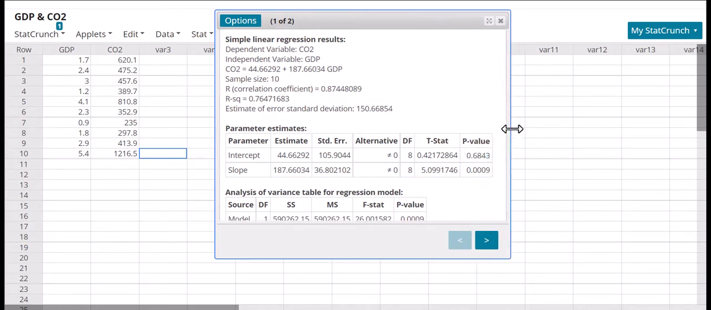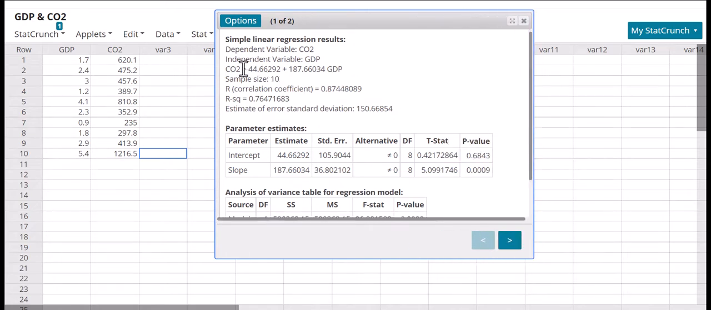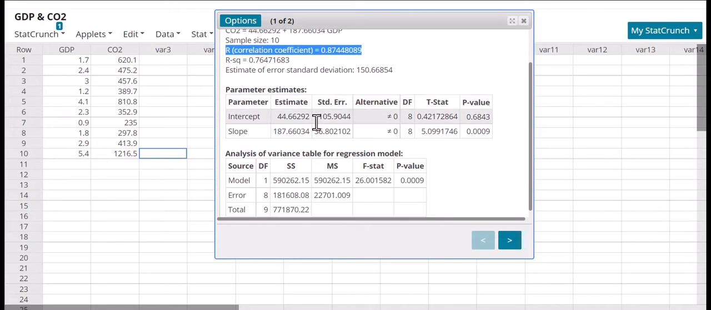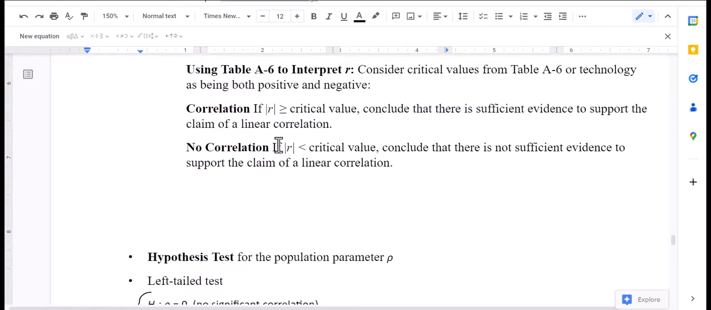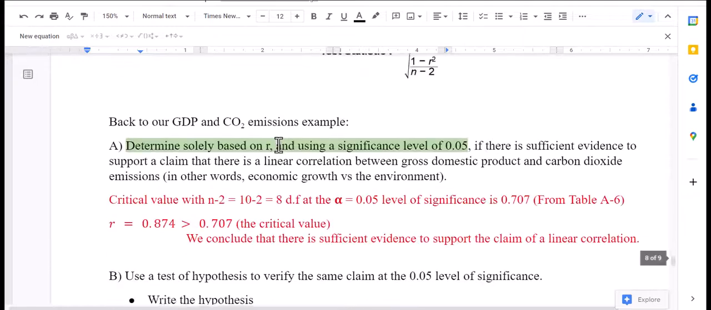So notice that in Statcrunch we get our R, correlation coefficient, 0.874, which is what we got when we did it by hand. So that's our R, so that's good. And then our T statistic. Now what was our T statistic? We got it to be, where was it?